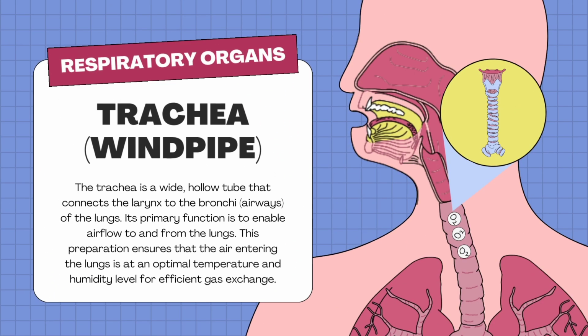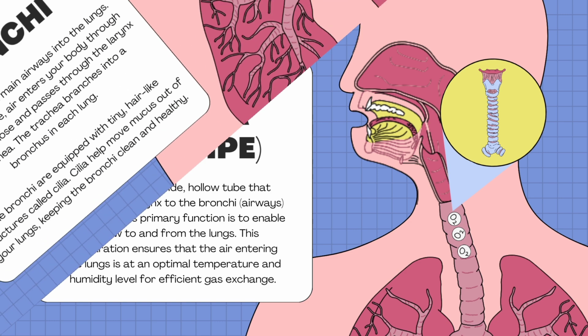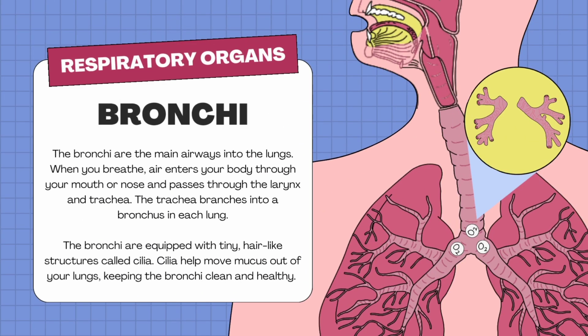The trachea is the windpipe. It's like a hollow tube that connects the larynx to the bronchi, the airways of the lung. Its primary function is to enable the airflow to and from the lungs. This ensures that the air entering is not blocked.